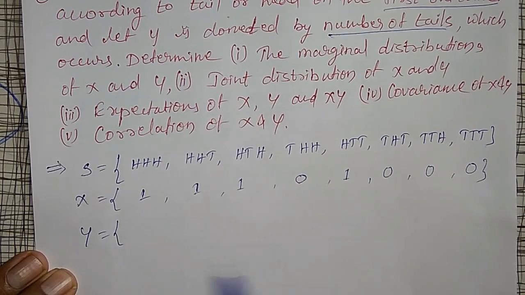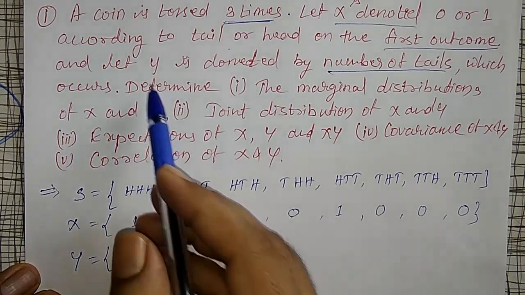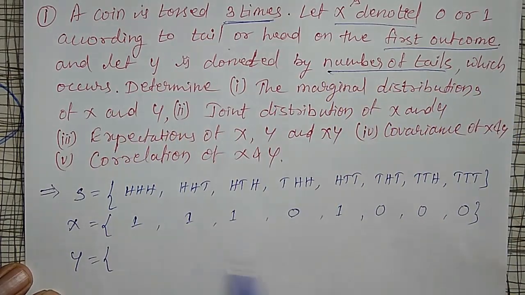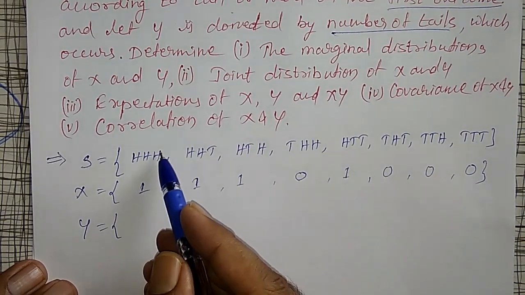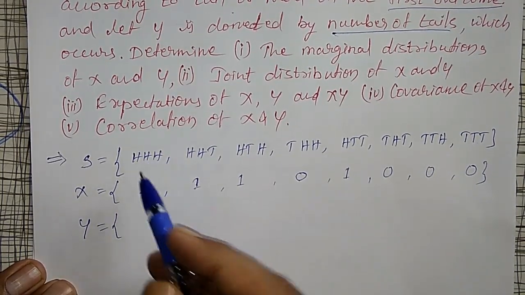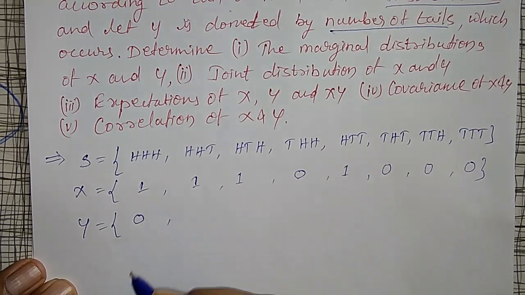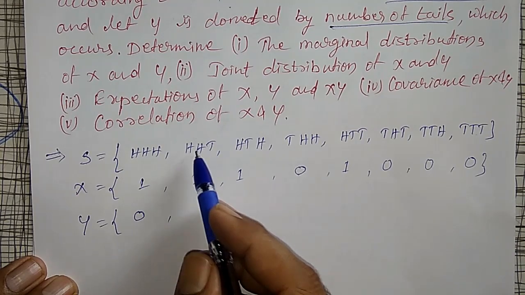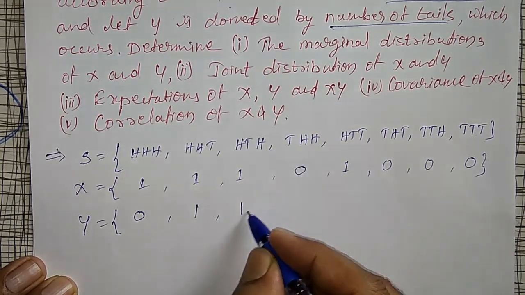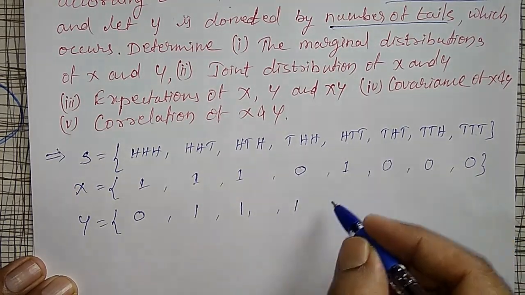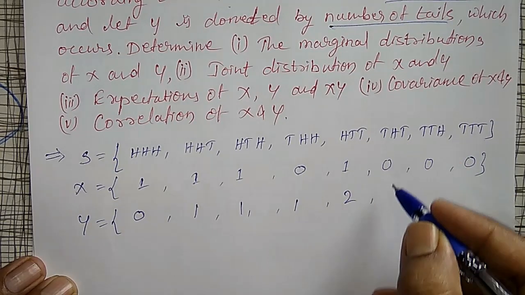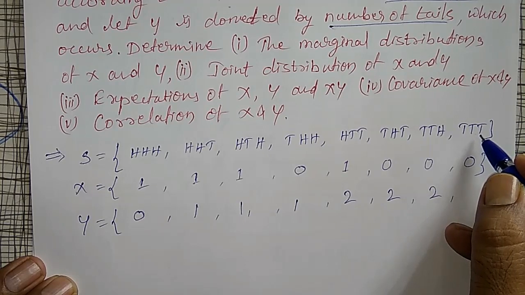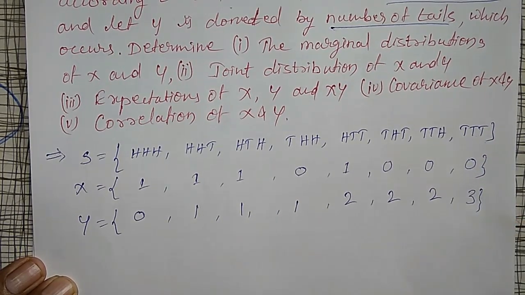How is y defined here? The random variable y is denoted by the number of tails which occur. How many tails occurred in that particular outcome? There are 0 tails here, therefore it is denoted by 0. And here how many tails? 1 tail, therefore it is 1. Again 1 tail. But here 2 tails are there, so it is denoted by 2. In this particular one also 2 tails, and the last one contains 3 tails.